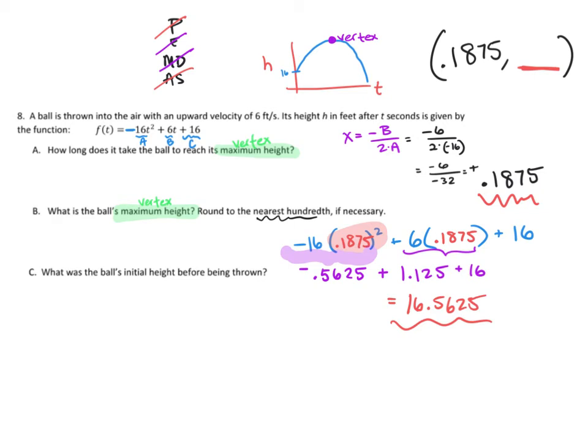That's exciting. So what is the ball's maximum height rounded to the nearest hundredth? Well, the maximum height is 16.5625, and I'm rounding to the nearest hundredth, which is the second decimal place. So we have to look at the number after it. And since it's a 2, we will not be rounding up.